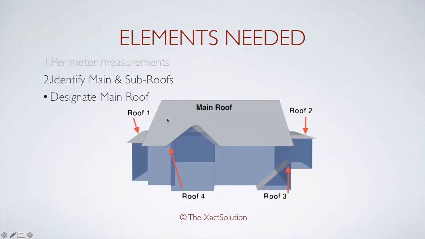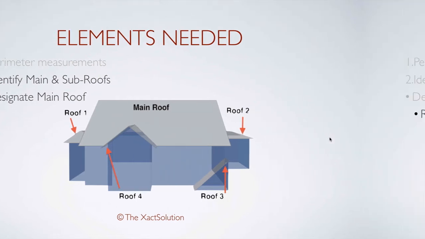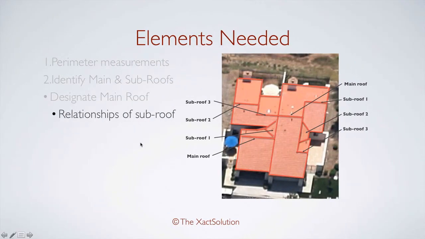So designating a main roof, and you can see that this property has 4 roofs and they're kind of all over the place. 4 roofs in addition to the main roof. And then we need to have the subroofs identified. So if we identified this one as the main roof, and this is a townhome that has 2 properties sitting one side of the other, sharing a wall.